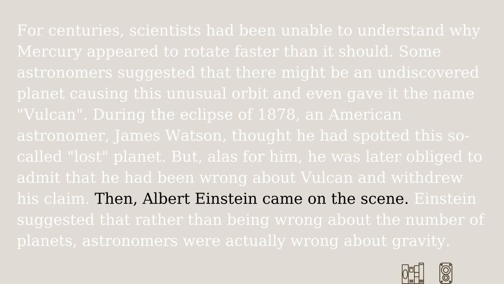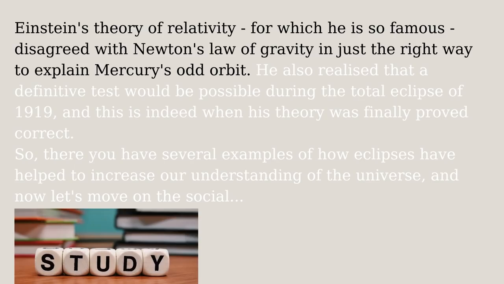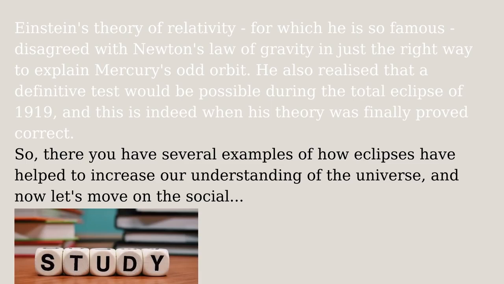Then Albert Einstein came on the scene. Einstein suggested that rather than being wrong about the number of planets, astronomers were actually wrong about gravity. Einstein's theory of relativity, for which he is so famous, disagreed with Newton's law of gravity in just the right way to explain Mercury's odd orbit. He also realized that a definitive test would be possible during the total eclipse of 1919, and this is indeed when his theory was finally proved correct. So there you have several examples of how eclipses have helped to increase our understanding of the universe.